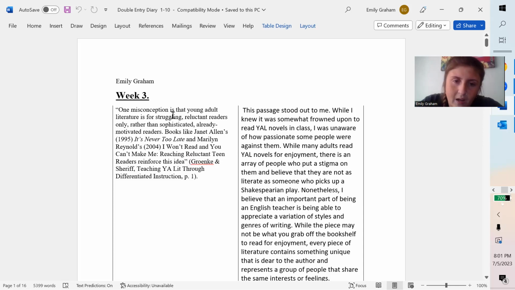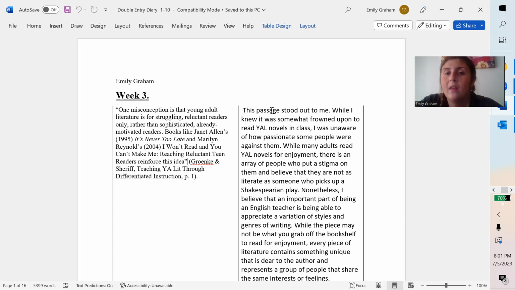So here we were talking about how young adult literature was often seen as being not something that was appropriate for older readers, and how it was often considered, once you got to be a little bit older, to be something that didn't need to be read. And we see it says one misconception is that young adult literature is for struggling, reluctant readers only, rather than sophisticated, already motivated readers. So I said this passage stood out to me. While I knew it was somewhat frowned upon to read young adult novels in class, I wasn't aware of how passionate some people were against them.